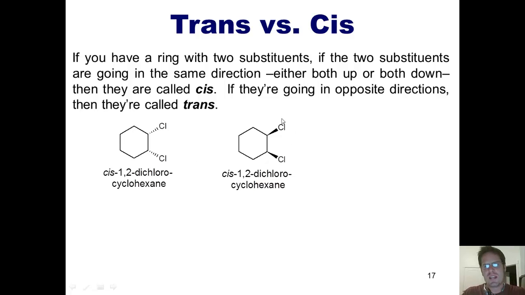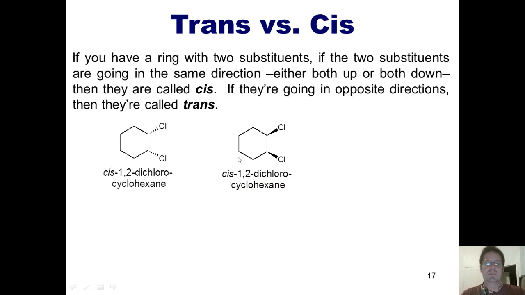Let's look at this example over here. You'll notice that these two chlorines are both pointing up. Yes, this wedged bond means that these atoms are pointing three-dimensionally up relative to the plane of the slide. Because both of these atoms are pointing up, we also can say that they are cis to each other. Hence, this molecule is also cis 1,2-dichlorocyclohexane.